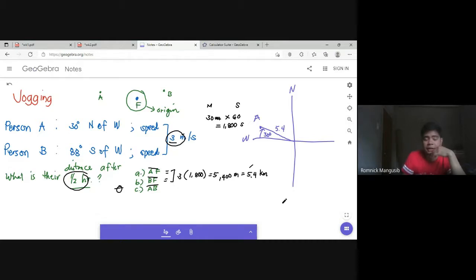And person B has 88 degrees south of west. So this is south of west. So papunta naman siya ng ganyan. That is 88 degrees, so almost 90. So anyway, indicate lang natin ang ganyan na lang. So ito naman si 88 degrees south of west. This is south. Okay. So kung pareho silang 5.4, kunin na natin ang distansya nilang dalawa. Okay, so 30 degrees north of west and the other is 88 degrees south of west. So lakihan ko yung draw.